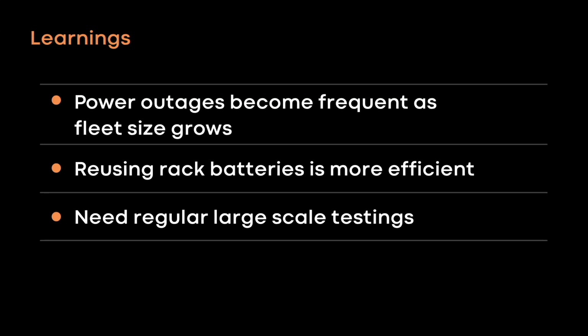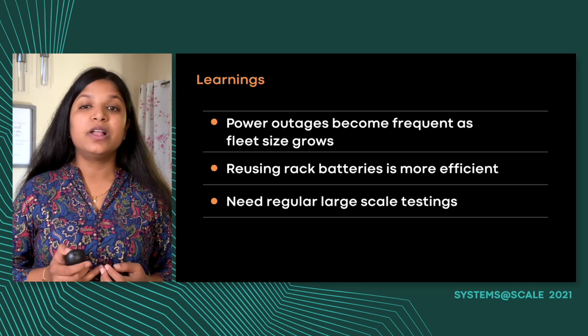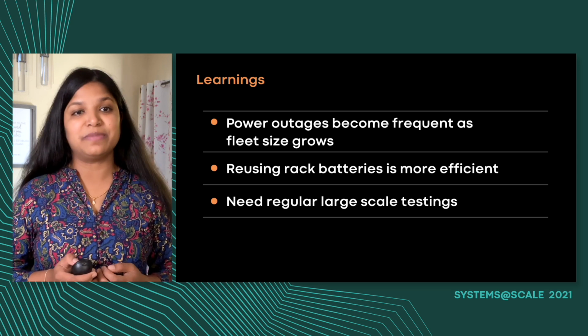So far, we've looked at a brief overview of the impact of power outages, the design of the PLS system, and how it simplified both services and infrastructure management. Now let's look at how we evolved our services to get to this place and our learnings along the way. First thing is power outages are a major cause of server downtime, and as the fleet grows, outages become more frequent because there are more devices that can fail. Second, we are reusing rack batteries, and this has been a much more efficient approach for us because it leads to a homogeneous fleet, lower buffer requirements, and simplified service management.